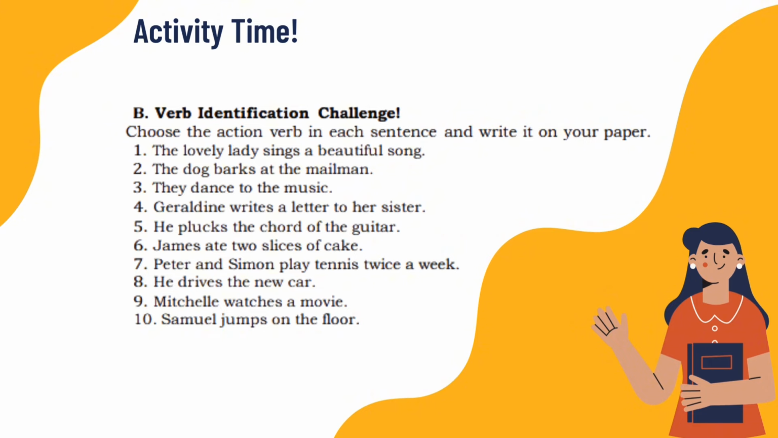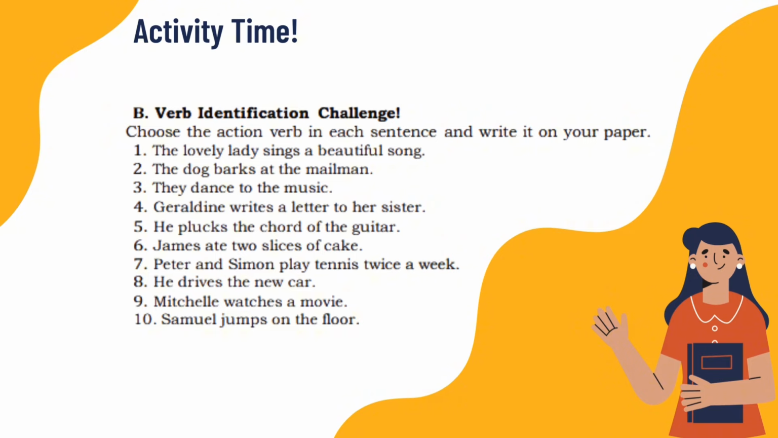Choose the action verb in each sentence and write it on your paper. So for number 1, okay, sings. The dog barks. Okay, dance. Number 3. Number 4, writes a letter. Number 5, plucks the cord of the guitar. Number 6, James ate. Okay, 2 slices of cake. 7, Peter and Simon play tennis twice a week. Number 8, he drives the new car, so drives. Number 9, watches. Number 10, jumps. Okay, it's very easy to identify the verbs because these verbs always tell us or give us the action.